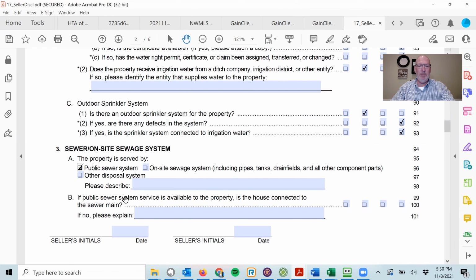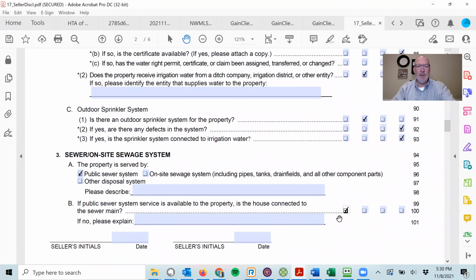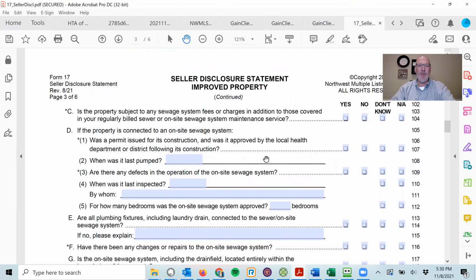right? If a public sewer system service is available, is the house connected to the main? That's probably a yes if you're on public sewer, right? What they're asking is for those homes that maybe are near sewer but don't have a connection yet because they didn't want to pay for it. If no, please explain. So if the answer was no, you'd say there's a sewer line in the street on 148th, but we're not connected to it or whatever, right?